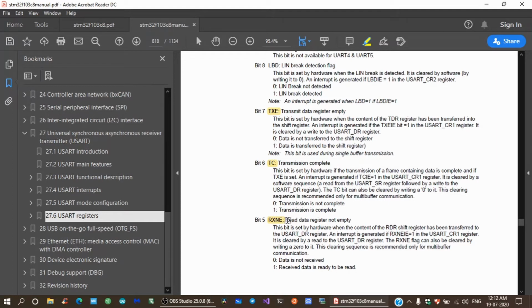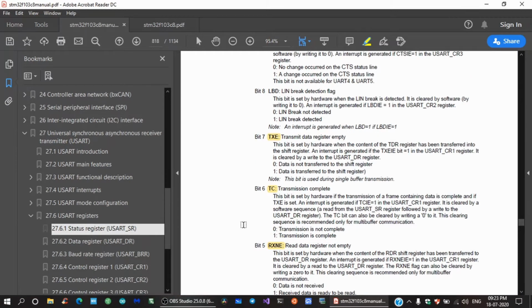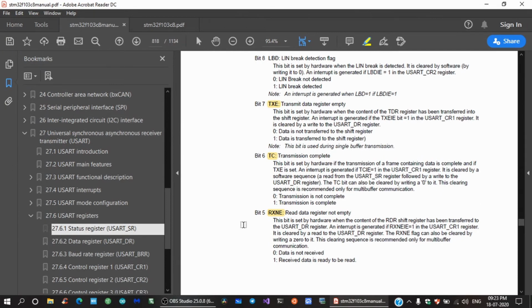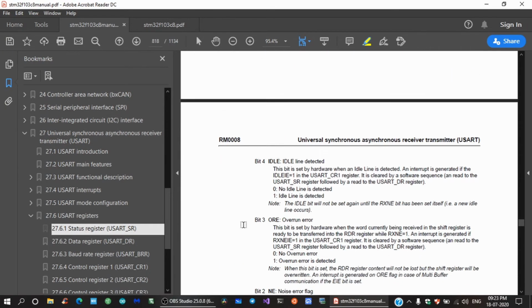Let's say when our RXNE bit is set to 1, it means the data is received. By reading the data from the data register, this bit is automatically cleared. Similarly, once the transmission is completed, this bit is cleared by writing 0 to it. So these three are important flags in the status register we need to look at.